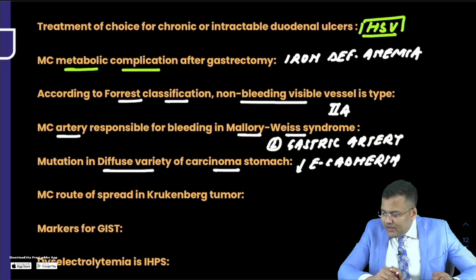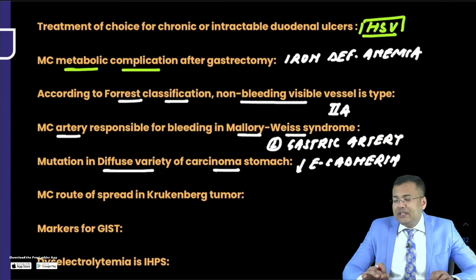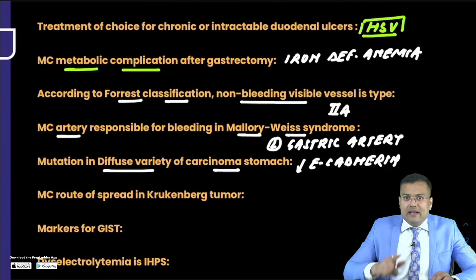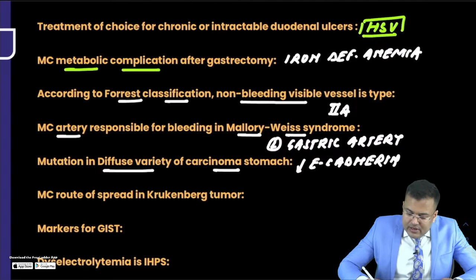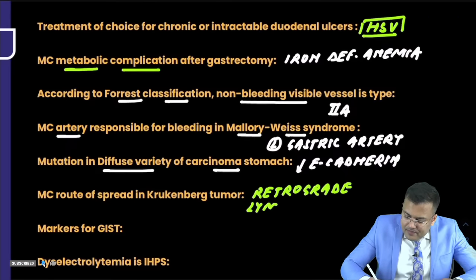So tell me, guys, most common route of spread in Krukenberg tumor. Yes, somebody is saying transcoelomic, transperitoneal. Let me see. Anu. Anu is the first person to reply correctly. Deepak Sahu. Very good. Yes, here you people are making a mistake. It is not transcoelomic, transperitoneal. It is retrograde lymphatic. Highlight it. This is retrograde lymphatic. It's a question. Most common is retrograde, means against the flow, retrograde lymphatic spread. Clear, guys?